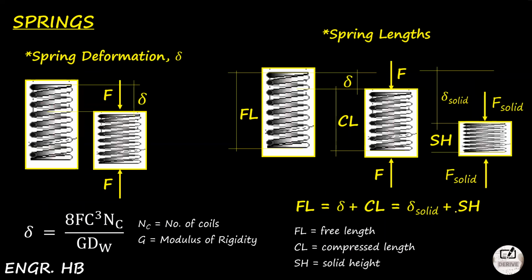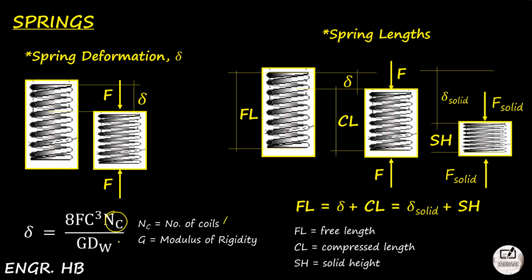Okay? So we have the spring deformation. Kung meron tayong stress kanina, meron din tayong deformation, of course, and that has an equivalent of 8FC cube NC over GDW. So introduce natin yung bagong letter which is NC, that corresponds to the number of coils. Parang ganyan, madami, di ba? So that was the number of coils.